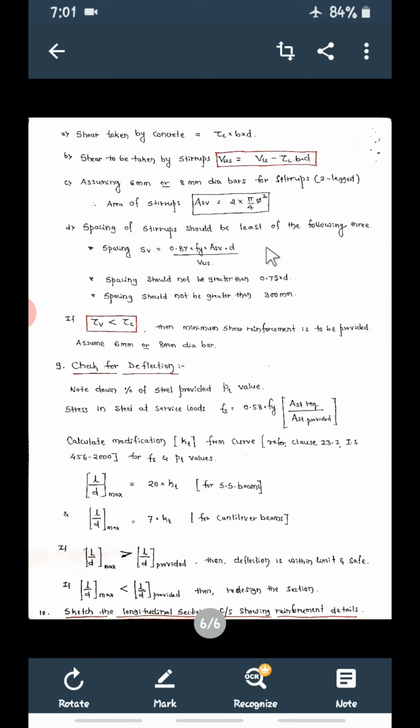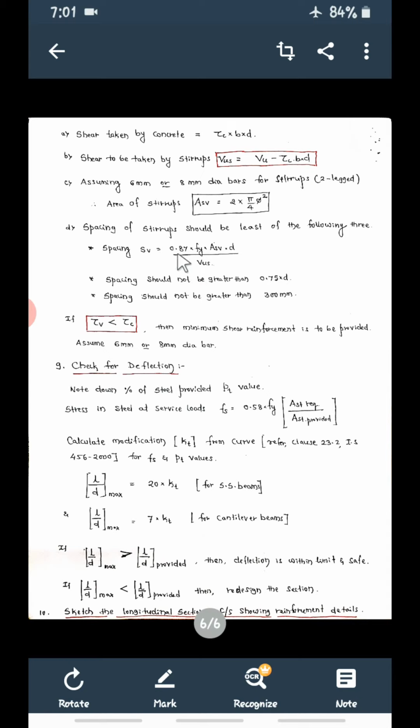Then here we are going to calculate spacing of the stirrups. At what spacing, at what distances, the stirrups are provided. So spacing of stirrups should not be more than the following 3. So 3 conditions we have to consider. One is spacing equal to this formula. All these formulas are there in IS 456. When you start the design I will tell you how to refer to IS 456.